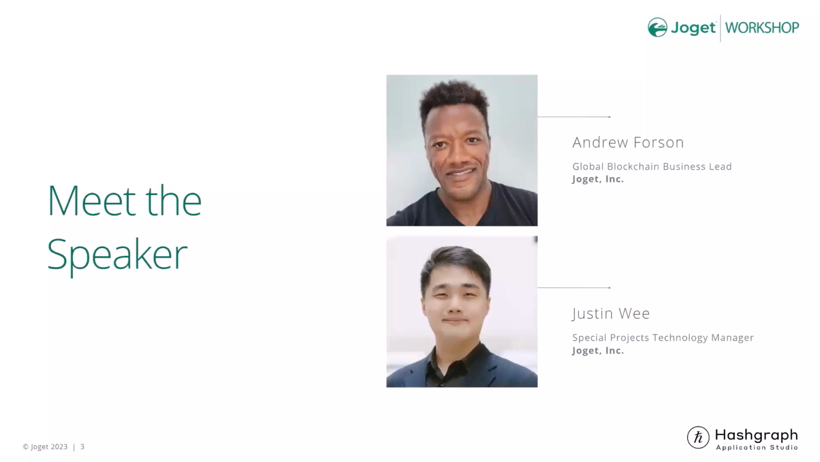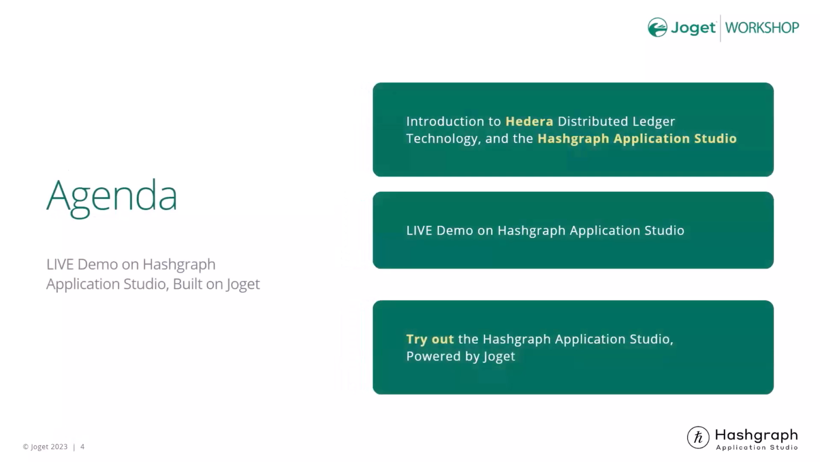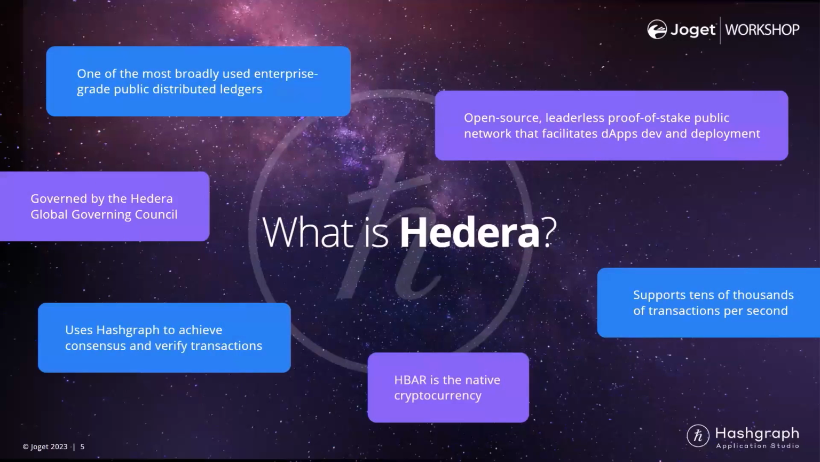So let's take a look at today's agenda. To start with, we will first have a quick introduction on Hedera and the Hashgraph Application Studio, followed by a live demo to walk you through the key features and capabilities, and how you can get started on the Hashgraph Application Studio built on Joget. So without further ado, before we dive into the demo, I will now pass it over to Andrew to kickstart the session.